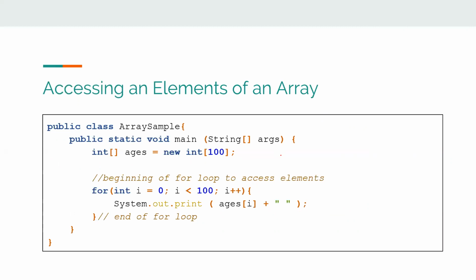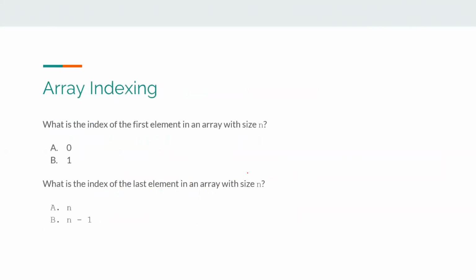So you can make a loop to access all the elements in an array. This is an array that has 100 items, and we make a for loop that goes from 0 to 99 and prints out whatever value of I is at that location in the array. So that's one way to print the items in an array. What's the index of the first element of the array with size n?